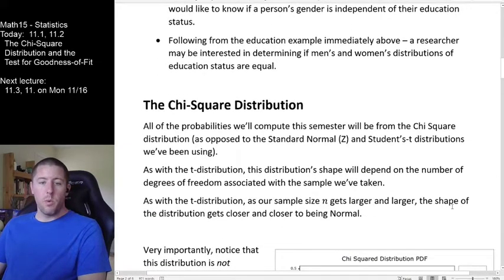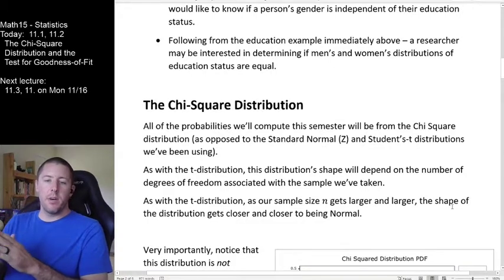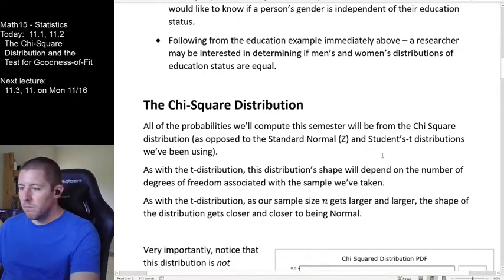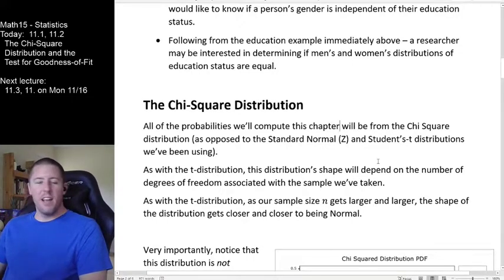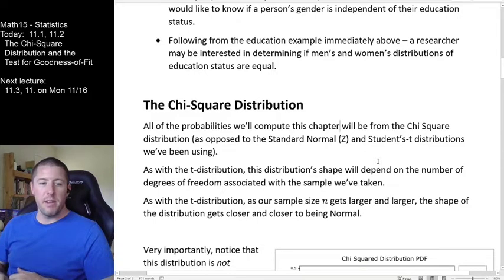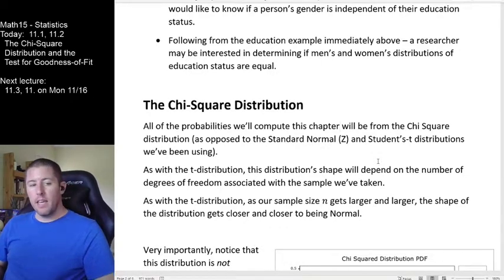So what's up with this chi-square distribution? All the probabilities that we're going to compute this chapter will be from the chi-square distribution. You should notice that up until now, for all of our hypothesis testing that we've been doing, we have used only the standard normal distribution, the z distribution, or the student's t distribution. Every test statistic that you have computed in the last couple weeks has either been a z-score or a t-score. This week, we'll get a bunch of test statistics that are chi-squared values.